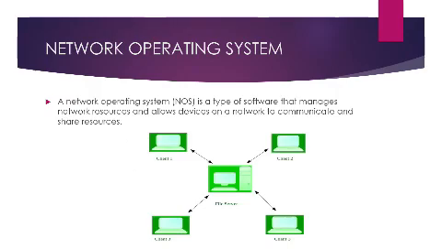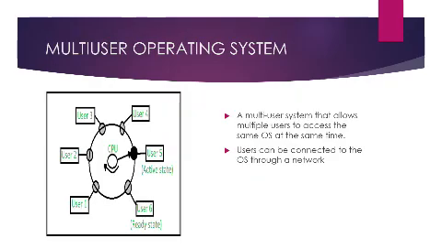Next, network operating system. A network operating system is a type of software that manages network resources and allows the network to communicate and share the resources. For example, we have one server which is surrounded by multiple clients that perform different operations. The server and clients communicate through the network. So, it's known as a network operating system.